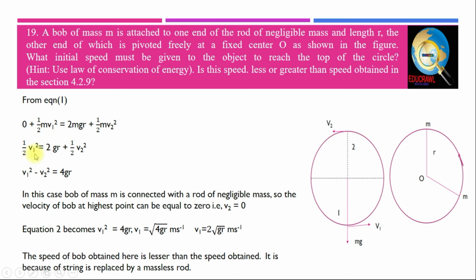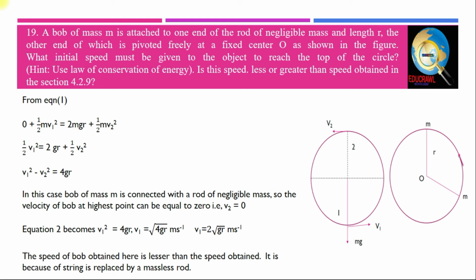So half v1 squared is equal to 2gr plus half v2 square. That is, we have divided the above equation throughout by m. So when you divide it by m, the m in the numerator and denominator get cancelled and hence we get this equation. Again to this equation we are multiplying by 2 throughout. So we will have v1 square is equal to 4gr plus v2 square. Hence v1 square minus v2 square is equal to 4gr.